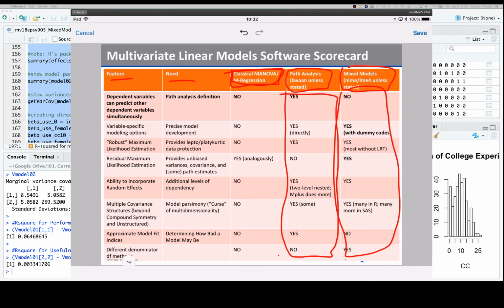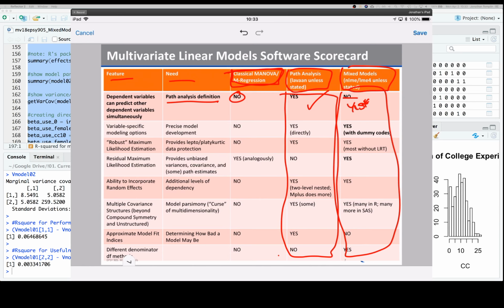So here, we take a look at this. Can dependent variables predict other dependent variables simultaneously? This is a path analysis feature, and we can do it in Lavaan. I should probably put a yes with a star by it. It says no for mixed models because it's really difficult to do in mixed model software, but it is possible. But absolutely not with the original way of doing things. In a later lecture, we'll compare the original way to what we're doing now.